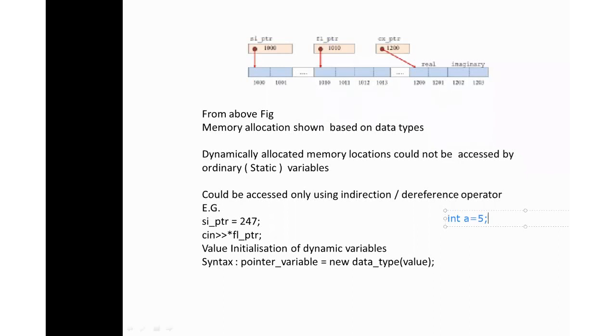Then the next is your dynamic allocation method. So in your dynamic allocation method, how do you initialize the values? Now please look into the syntax here.